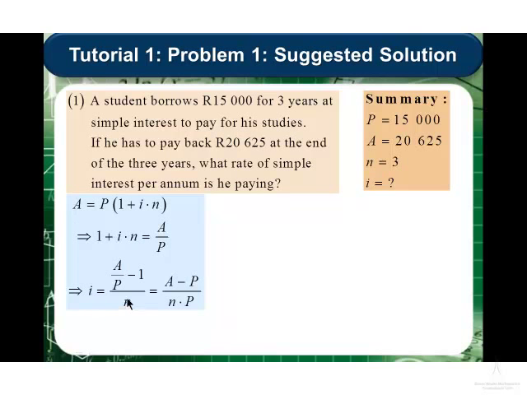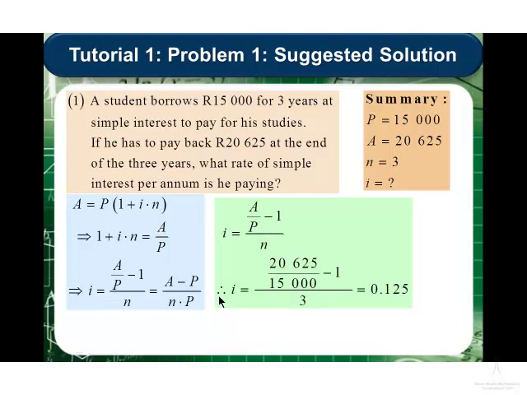Now notice that this particular formula gives us a compound fraction, and the video series, one of the first videos on basic algebra, deals with compound fractions and how to simplify them. So go and have a look and see if you agree that this can be written as shown on the screen, namely A minus P, the accrued amount minus the principal amount, divided by n times the principal amount. That is the formula then for i that I need in order to solve this problem.